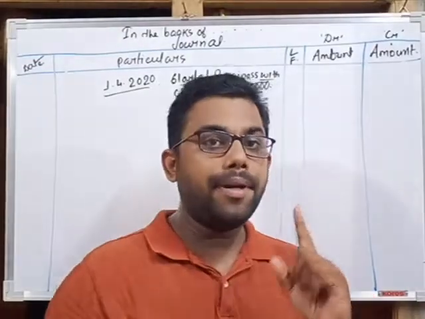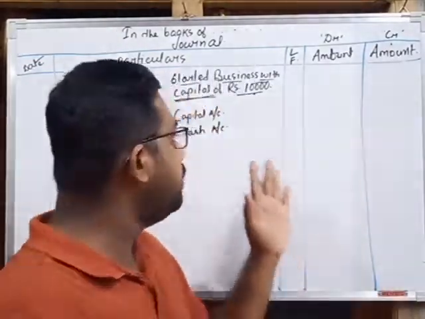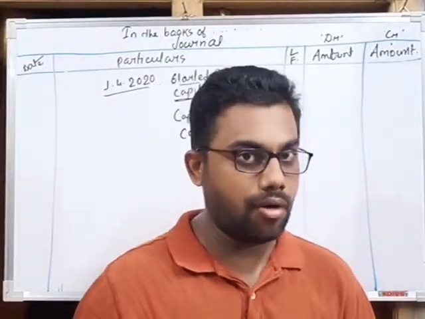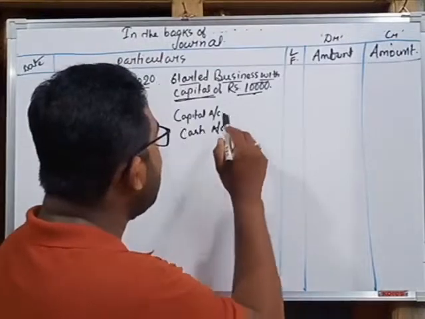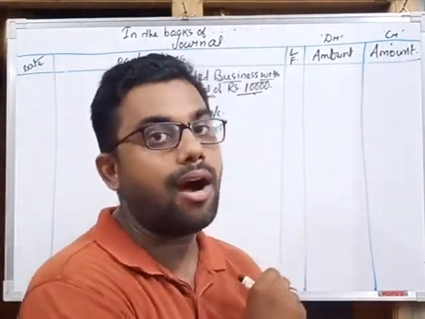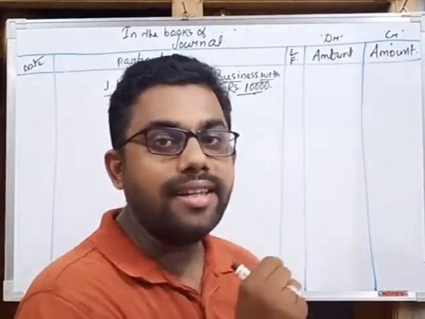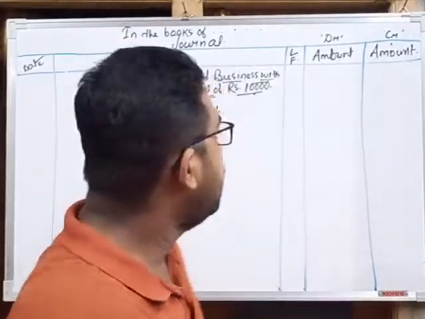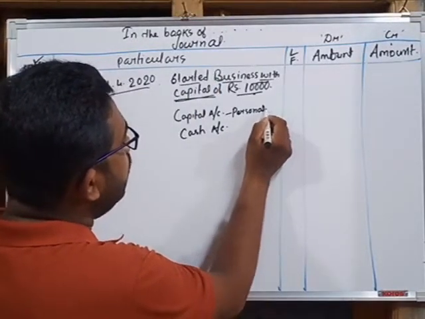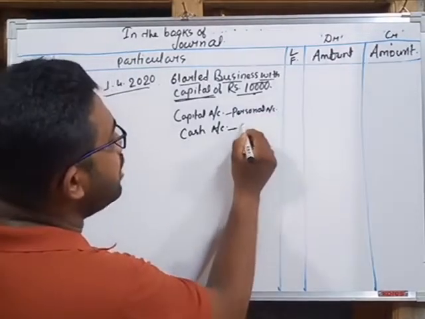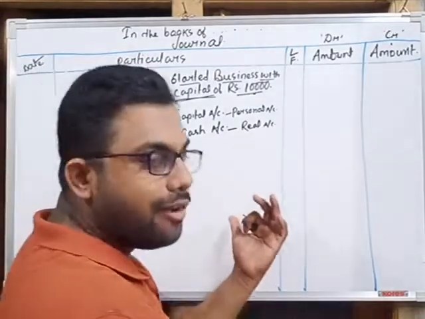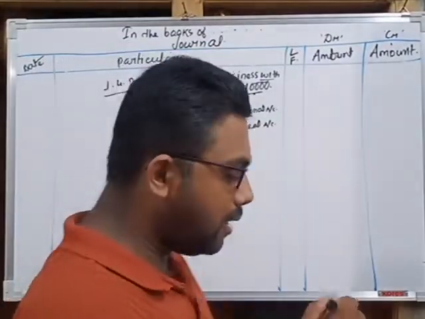Now we have the first step of the journal, that is the identification of account heads: one is the capital account, another is the cash account. Now we have to see what type of account each is, whether a personal account, real account or nominal account. Remember, the capital account is a personal account, and the cash account is a real account, because cash is our asset.